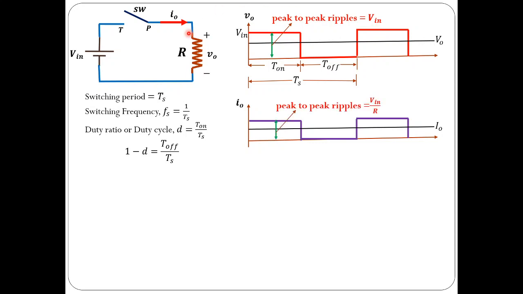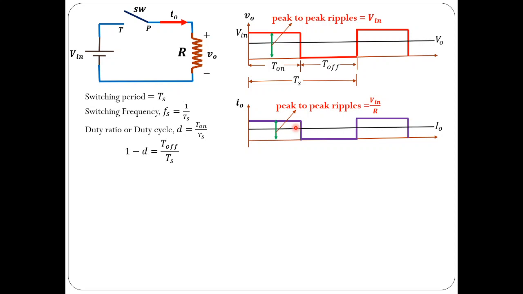Even though it is able to step down the voltage in an average sense, this is not a good converter because the ripple factor is 100%. We have a peak to peak ripple of Vn with respect to voltage and Vn by R with respect to the current. So in order to improve the voltage and current waveforms and reduce the ripple in the output voltage, what can we do?